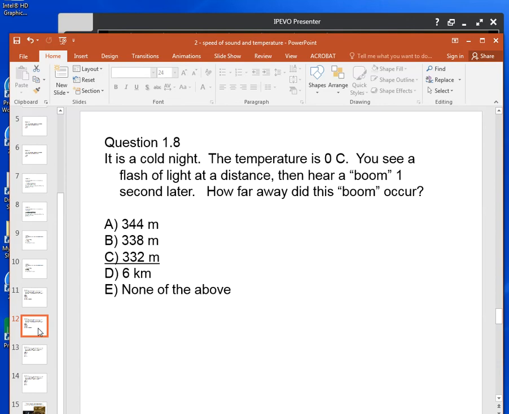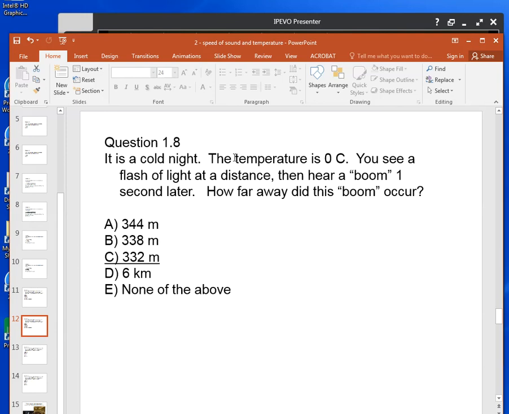I encourage you to practice this one and try different scenarios. For example, you might try with your friend to change the numbers and both calculate this together and say, well, what if the temperature was 10 degrees Celsius? Or what if the boom came 2 seconds later? Or what if the boom came 20 seconds later? How far away would it be?